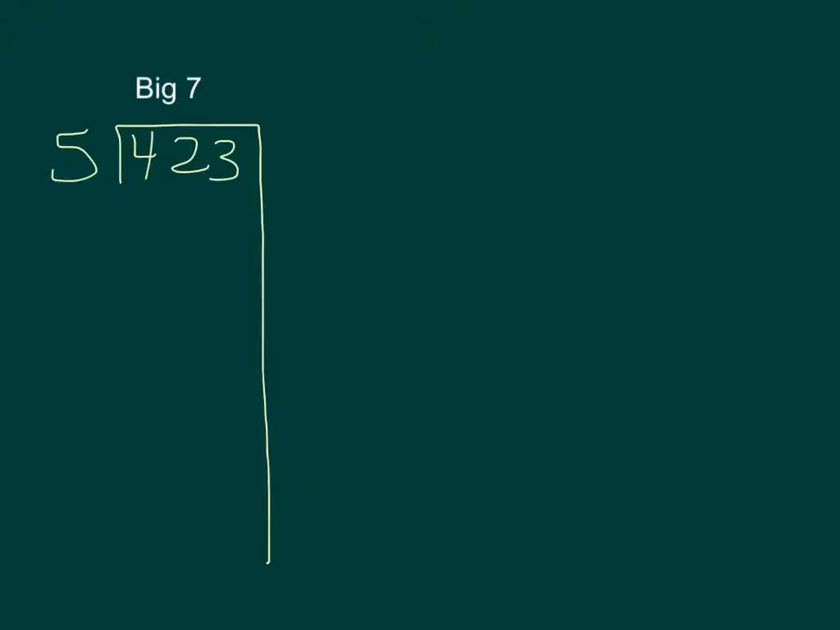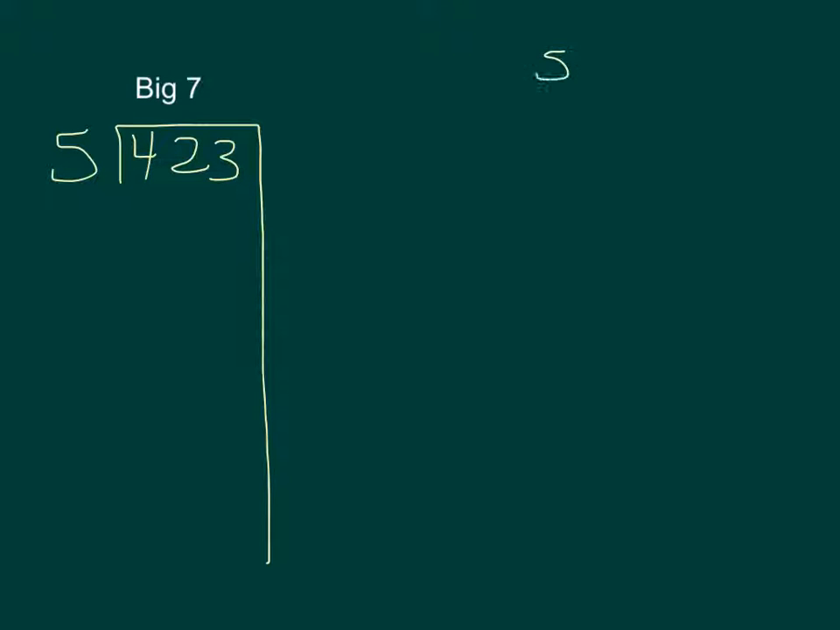Okay, let me introduce you to a concept called the Big 7. So let's start with our same problem that we had: 423 divided by 5. The first thing I want you to do is, off here to the side, write some of your math facts. So let's go ahead and do that.